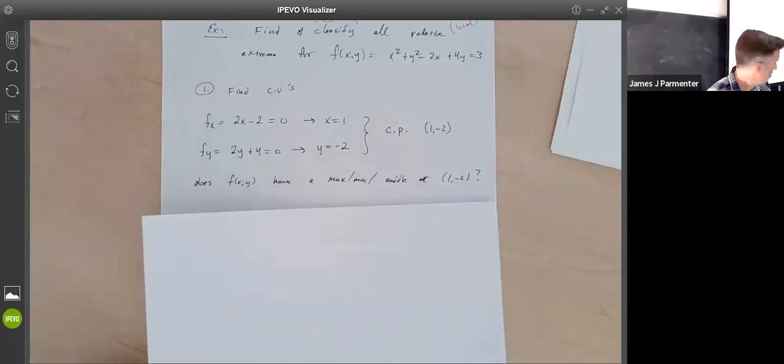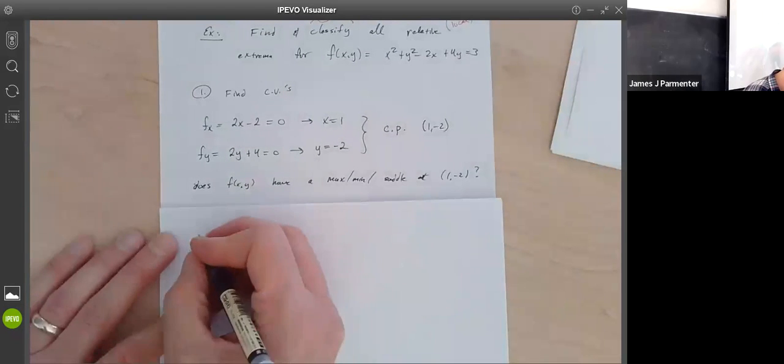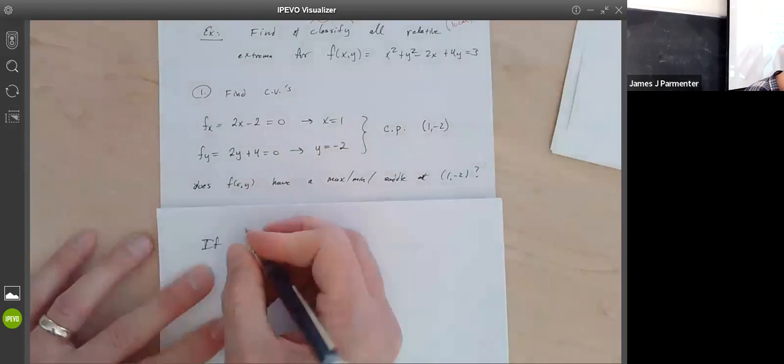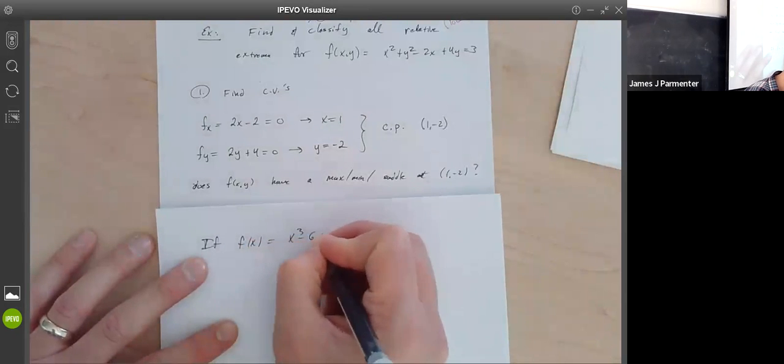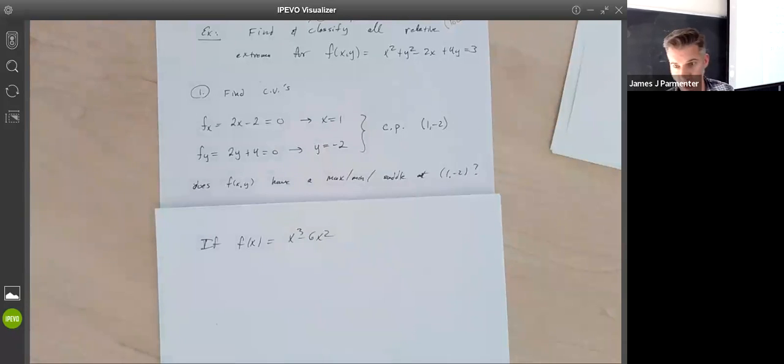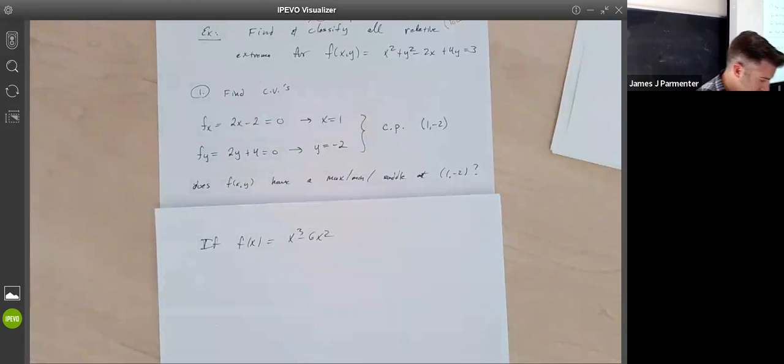Just a quick aside, let's say we had something like f of x equal to x cubed minus 6x squared. Welcome on Zoom, by the way. You're welcome to ask questions if you have them, either by saying words or by writing in the chat.